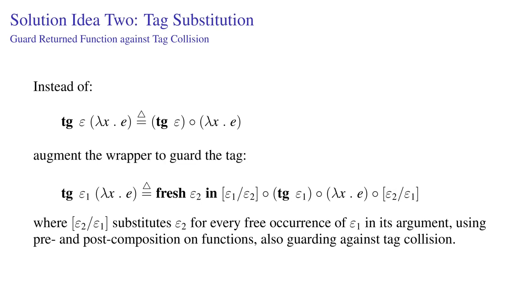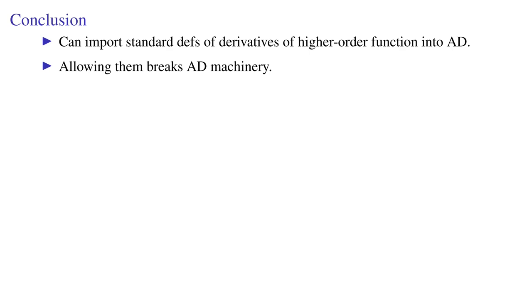Here's another idea. What's going wrong is that the value passed into the function whose tangent is being taken might have the same tag that's in play in that function. So we could augment it with a wrapper to guard the tag in the function so that if it occurs externally, the external one gets renamed away and then renamed back after being passed through. Okay, take-home message. We can import the standard definitions of derivatives of higher-order functions into automatic differentiation, but allowing them breaks the automatic differentiation machinery.